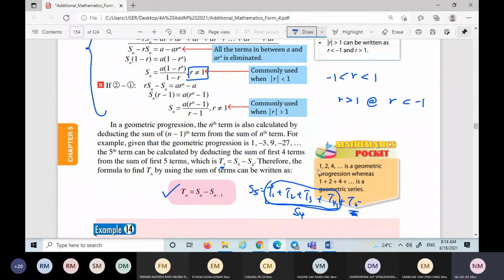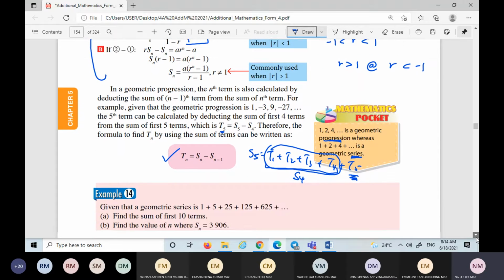And then another term for you. What's the difference between progression and series? I think in AP we also mentioned it. If progression in between is comma, then series in between is plus. Actually it's the same thing, it's just the terms.